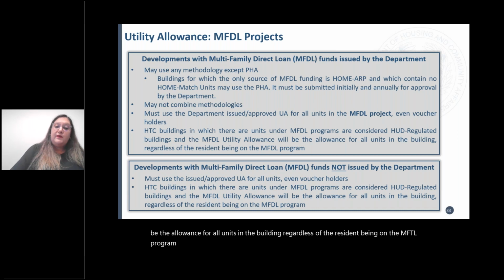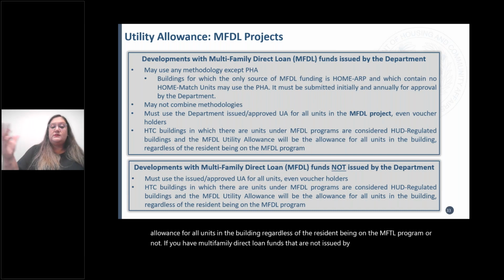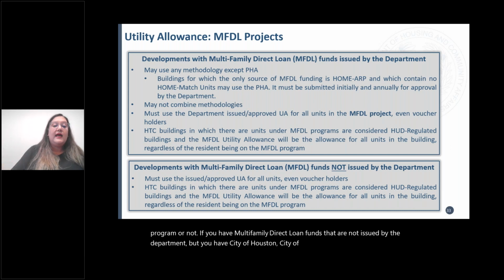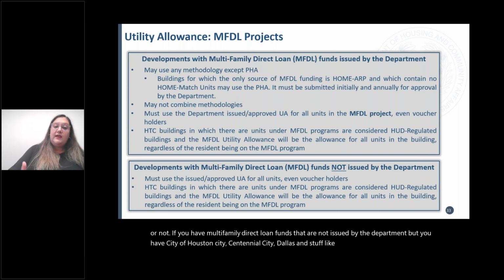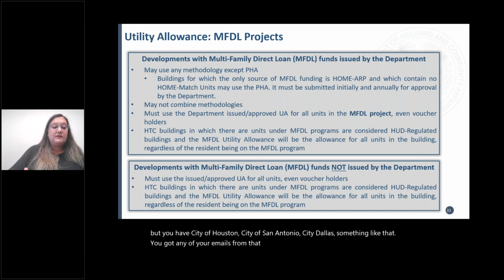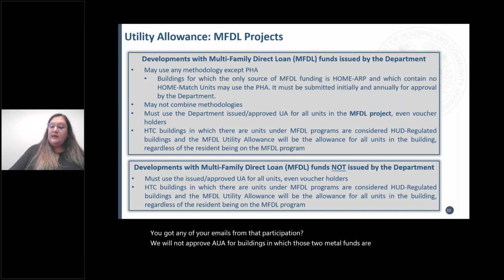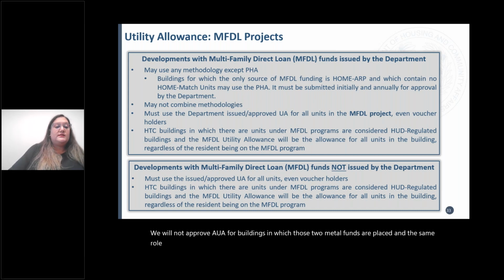If you have multifamily direct loan funds that are not issued by the department, but you have City of Houston, City of San Antonio, City of Dallas, something like that, you've got to get your UA from that participating jurisdiction. We will not approve a UA for buildings in which those MFDL funds are placed. And the same rule applies with regards to housing tax credit buildings with an MFDL funded program that is now a HUD regulated building, and all units in the building will use that HUD regulated UA.